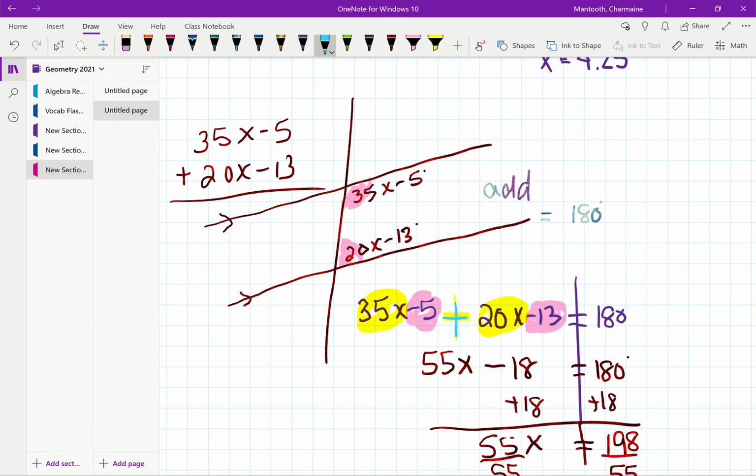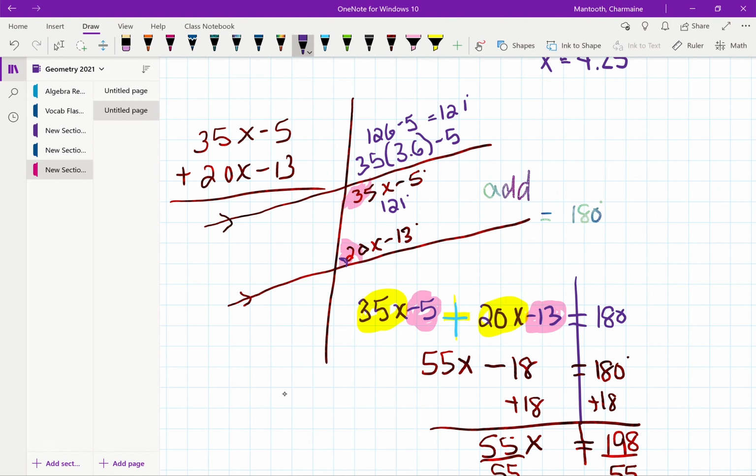So let's plug in 35 times 3.6 minus 5. 35 times 3.6 is going to be 126, and 126 minus 5 is going to be 121. So this is a 121 degree angle. So let's think about it. What should this angle measure if I'm going to add those two and it equals 180? Well, this one's supposed to equal 59.